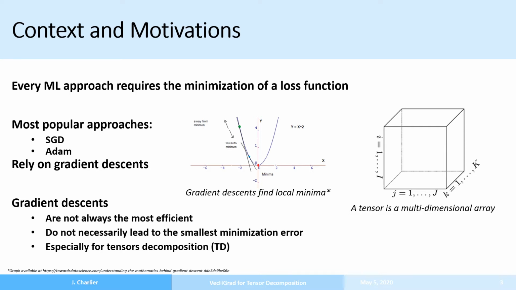However, these gradient descents are not always the most efficient. They do not necessarily lead to the smallest minimization error at convergence. And this is especially true when we are considering tensor decomposition. As a reminder, a tensor is simply a multidimensional array. And when you are using a tensor and you are applying a decomposition and you want to solve it with a gradient descent, sometimes you don't reach the smallest local minima you want to achieve.